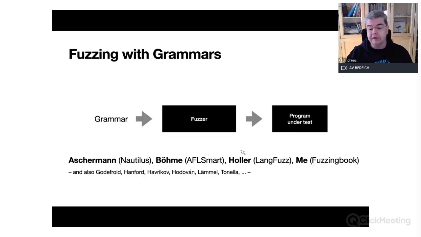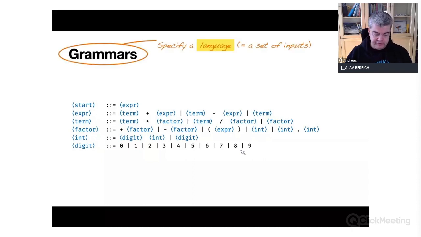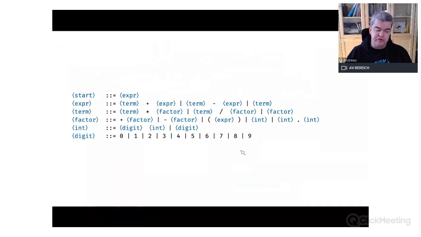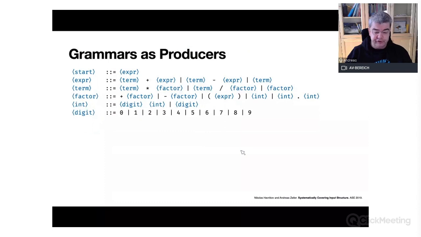Here is a sort of canonical grammar. This is a grammar for arithmetic expressions. I'm sure you've seen something like that because this is the canonical example. A grammar specifies the set of inputs, and we do have an expansion rule. We do have non-terminals, and we do have terminals, and that's about as formal as it gets. Grammars are frequently used to parse inputs, but that's not how we're going to use them here. Instead, we're going to use them as producers of inputs, which makes them particularly useful for fuzzing. How does one use a grammar as a producer?